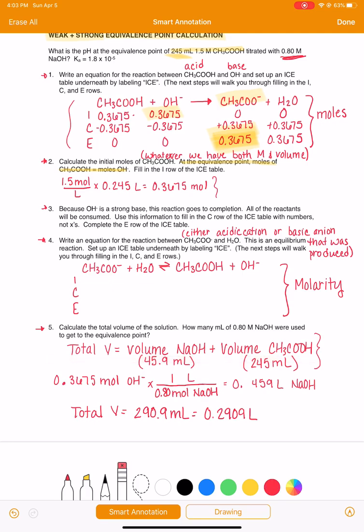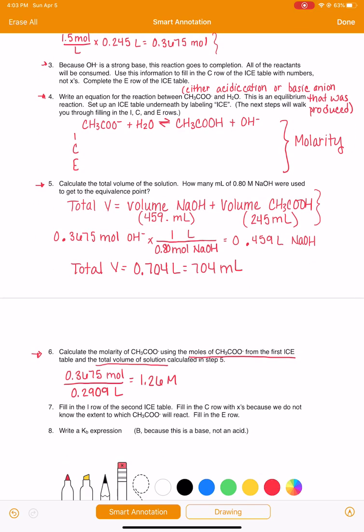0.3675. So we have 0.459 liters, which means that we have 459 milliliters, which changes our total volume a lot. It felt like something was wrong. 704 milliliters. Okay, so that means we've got to fix this molarity calculation.